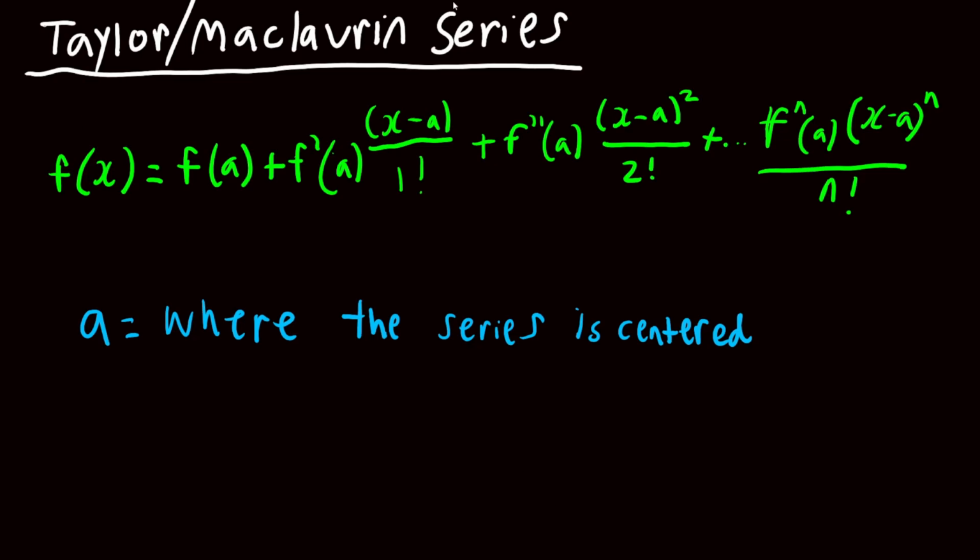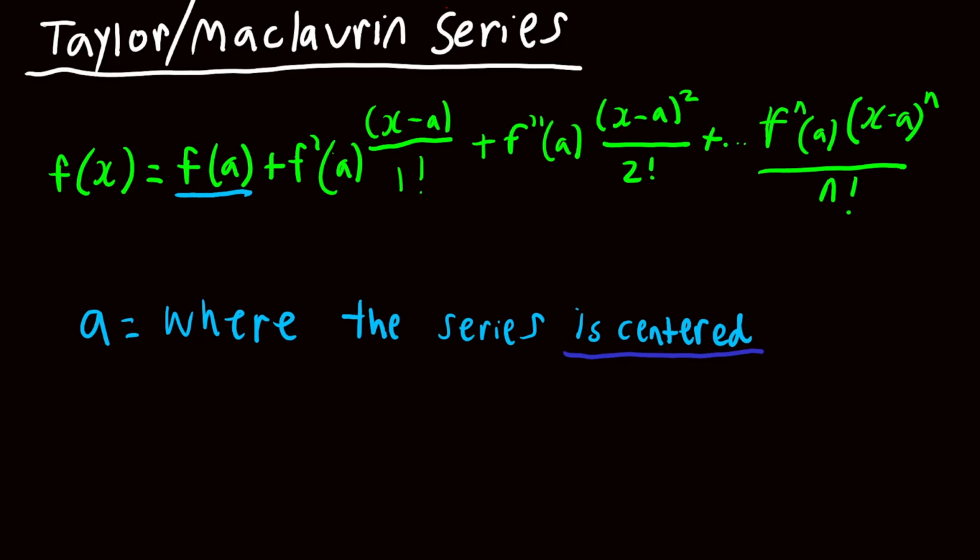So, the formula says f of x, which is the function they give you. The first step you do when you're finding a Taylor-Maclaurin series is you take f of a, so all you have to do is plug a into your function. Now what is a? A is where the series is centered. And you might be confused on what that means, but it's going to make sense. In Maclaurin series, the center is always 0. No matter what, it's always going to be 0.